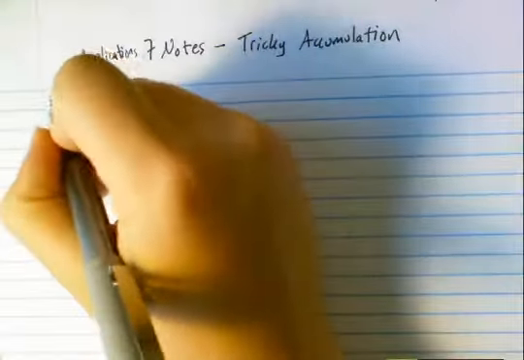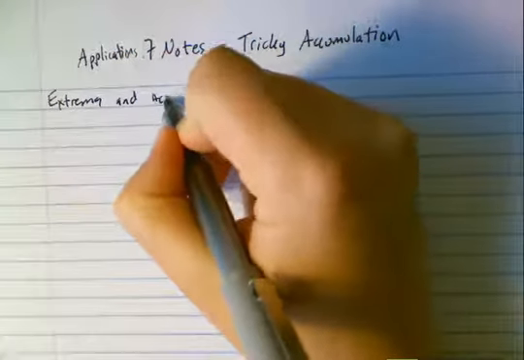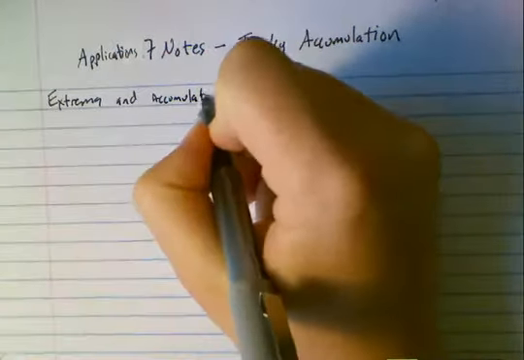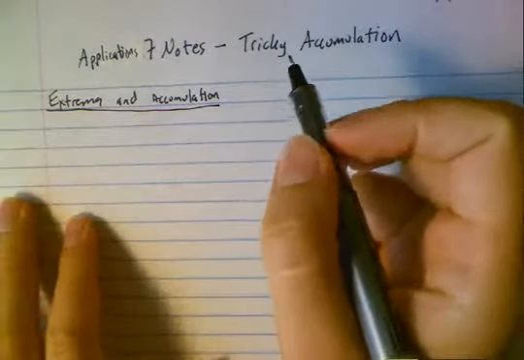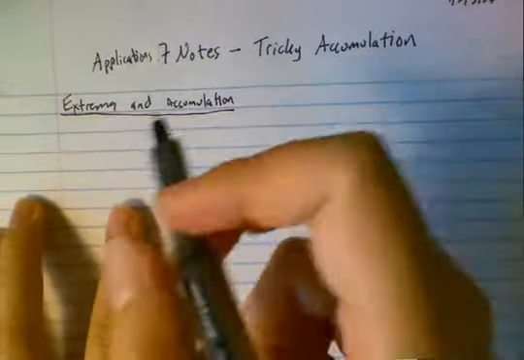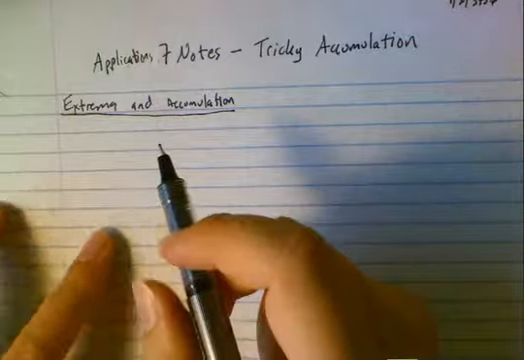By the end of this lesson, you should be able to do tricky accumulation problems involving extrema, estimating first and second derivatives, and multiplying equations. Let's start off with extrema and accumulation. This is combining the accumulation stuff that we've been doing with the graph analysis work.